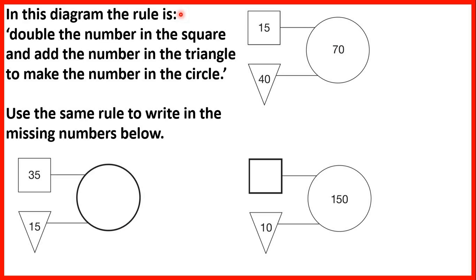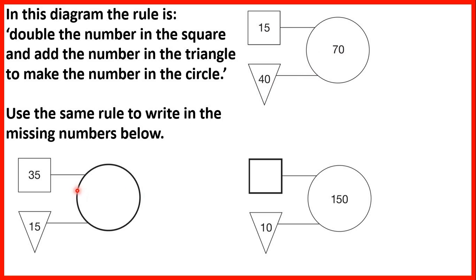In this diagram, the rule is double the number in the square and add the number in the triangle to make the number in the circle. Use the same rule to write the missing numbers below. So double means multiply by 2. So in the example they've given us, if we double 15 or multiply 15 by 2, we get 30. And then when we add 40, 30 plus 40 makes 70.